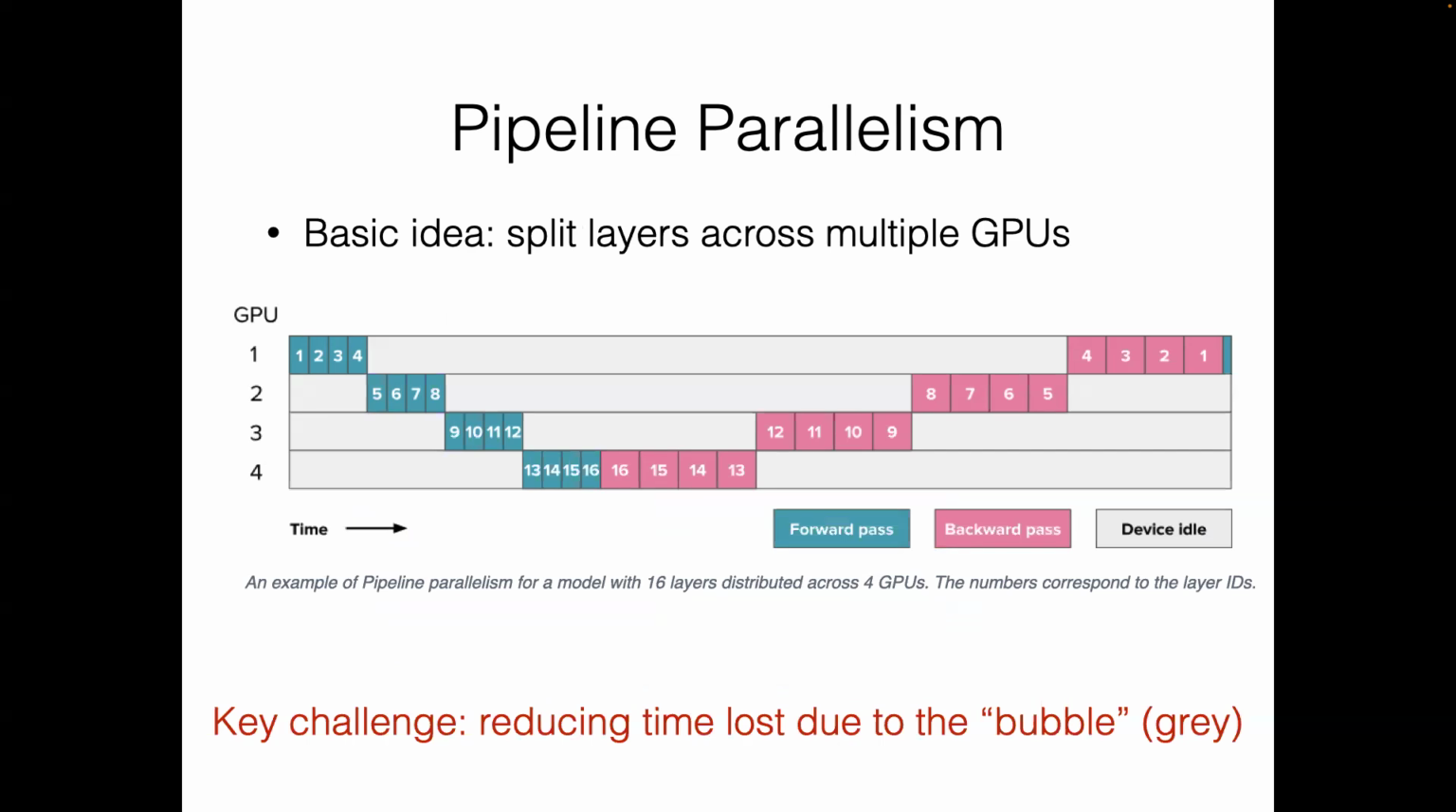So the key challenge here is called the bubble, and it basically comes from the fact that since we're doing these sequential computations, you now have this dead time, this idle time, on GPUs that have completed their computation. So for example, if GPU 1 does layers 1 through 4, then it just waits until everything else is done, and then it finally does the backward pass for layers 1 through 4. So a lot of wasted utilization here in the middle. And this is referred to as the bubble.